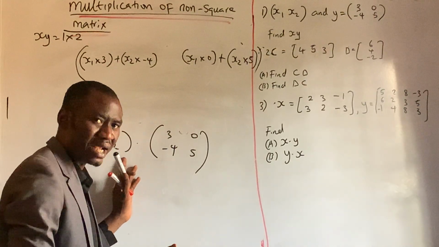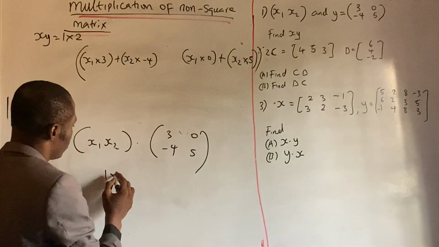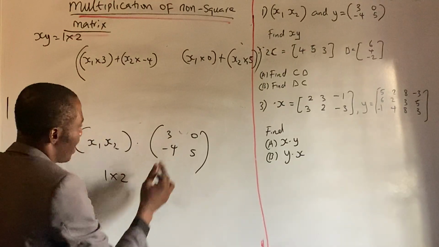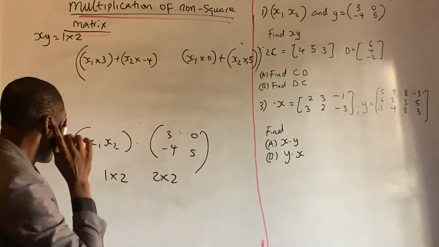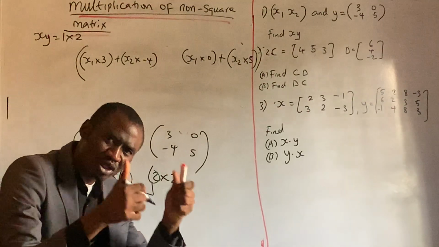All right, how do we find out? We find the size of these two matrices. This one is 1 by 2, 1 row, 2 columns. This one is 2 by 2, 2 rows, 2 columns. All right, so if you see that this and this are the same thing, then the operation is possible.